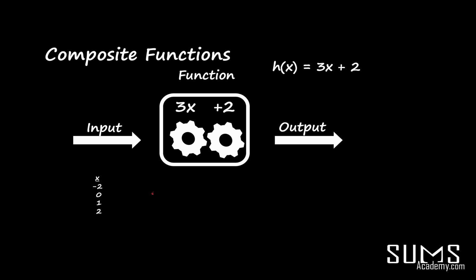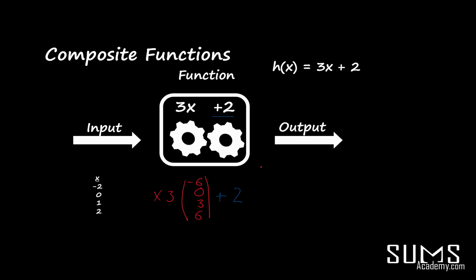So first off, we multiply by 3. So negative 2 times 3 is negative 6, 0 times 3 is 0, 1 times 3 is 3, and 2 times 3 is 6. Okay, that's our first part. And now we've got our plus 2. So now we're going to add 2 to all the parts.